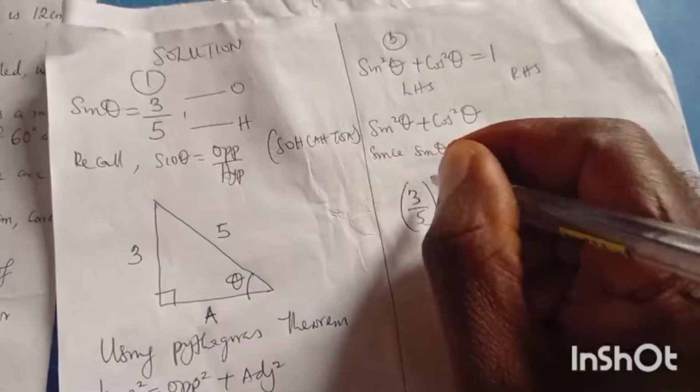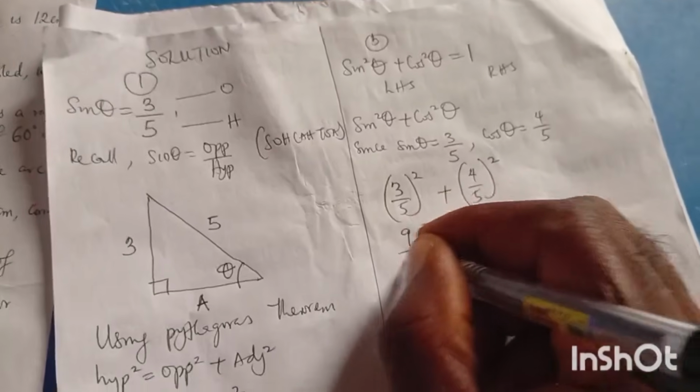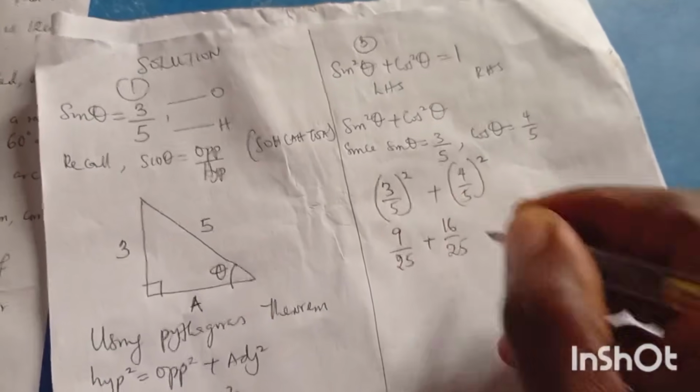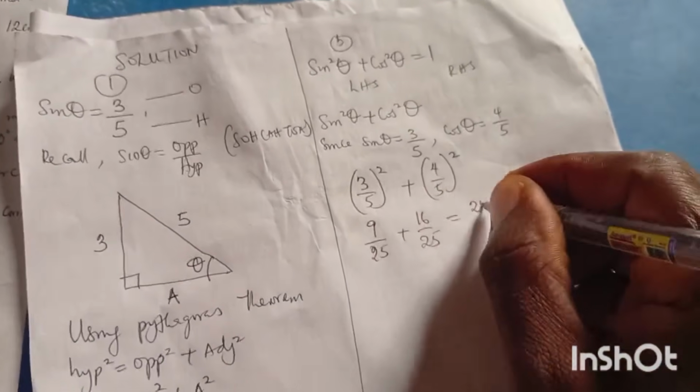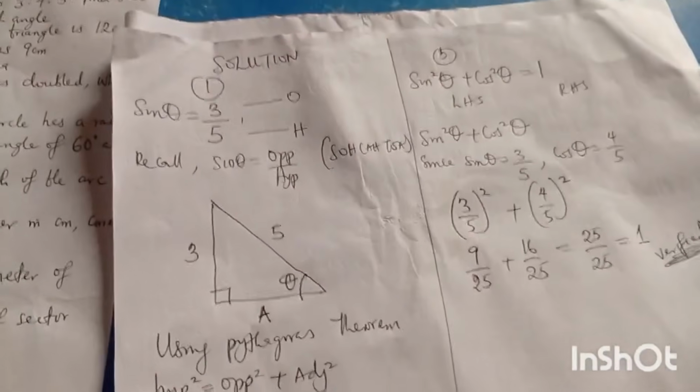We now have 3 over 5 squared, according to this statement, plus this one also squared. The square means I will square both numerator and denominator, that is 9 over 25 plus 16 over 25. When you put things together, this will give you 25 over 25, and the answer is 1. Verified, confirmed, and proved. We got 1, which is what they want us to get. And that's how we finish question 1.